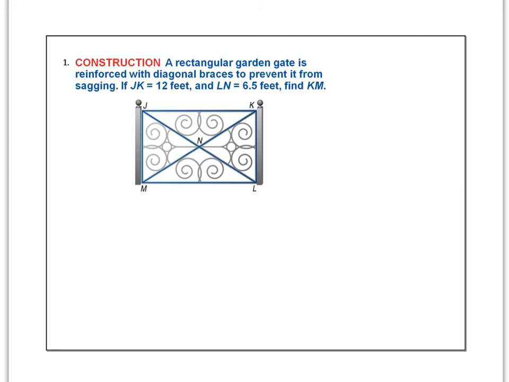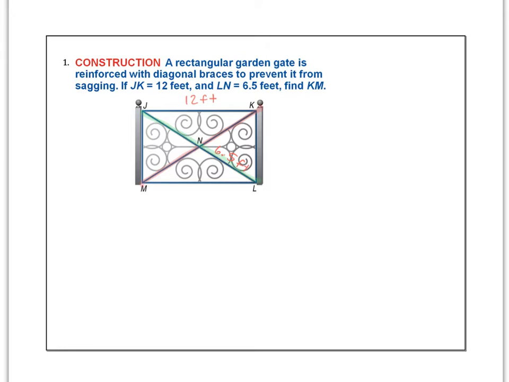Number 1, a rectangular garden gate is reinforced with diagonal braces to prevent it from sagging. JK is 12 feet. I'm going to put that on there. LN is 6.5 feet. So that would be here. And we are supposed to try to find KM. So KM is right here. It's a diagonal. It should be the same length as JL.